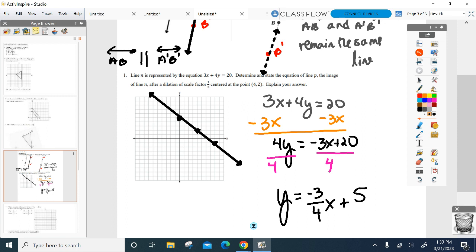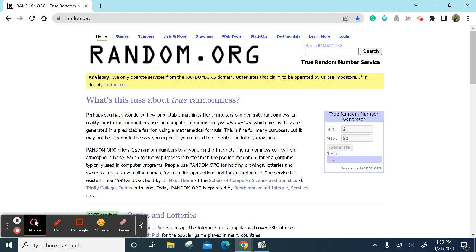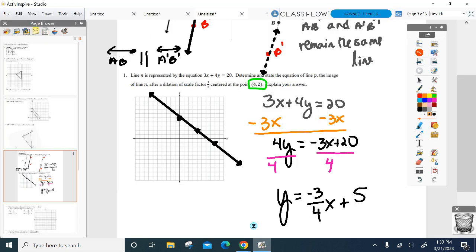All right, we're going to dilate it by 1/3 around (4, 2). Anybody notice anything about (4, 2)? Where is it? It's right here. It's already on the line. We graphed it.